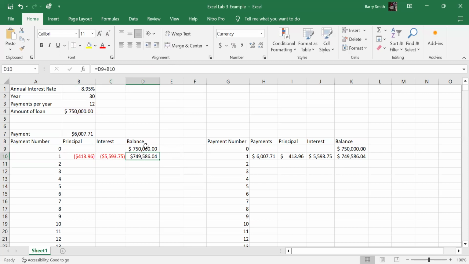And this is just going to be taking our balance, which is the previous balance, plus the principal. And our principal is negative because that's how much we're paying in, and so it subtracts it off.